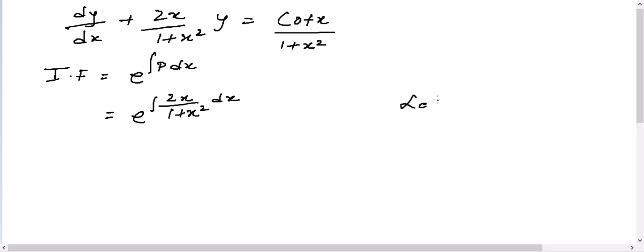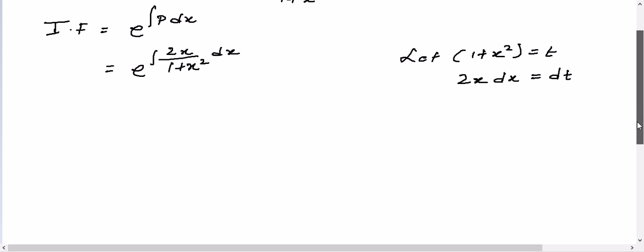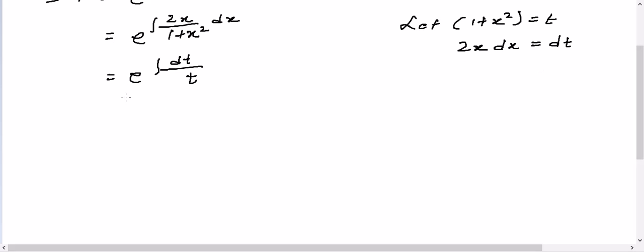Here we will assume that 1 plus x square is t. Differentiating both sides, we get 2x dx is dt. So we can write this as integral of dt by t, the whole term t being the denominator, and the integral will be log t. So that will be t, which is actually 1 plus x square.